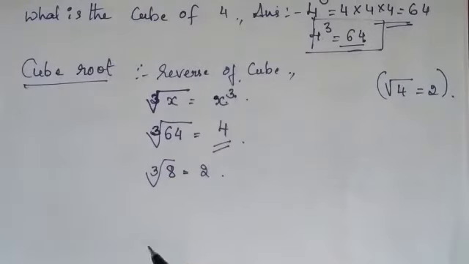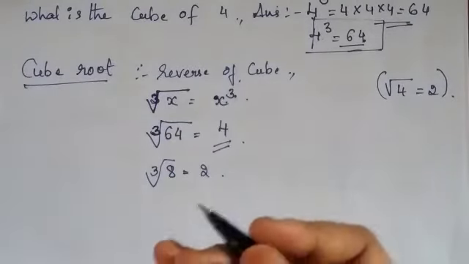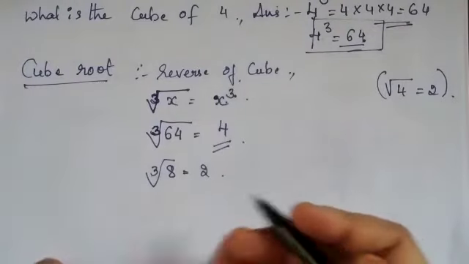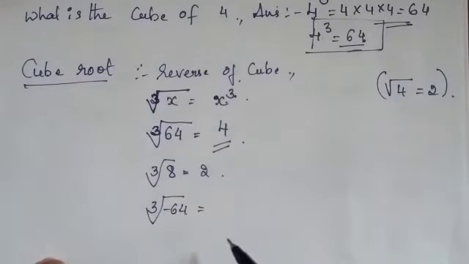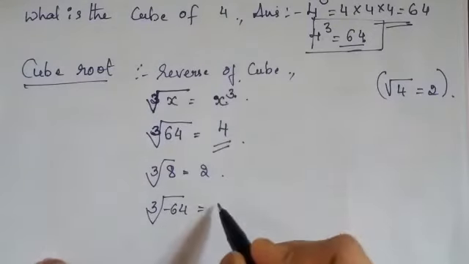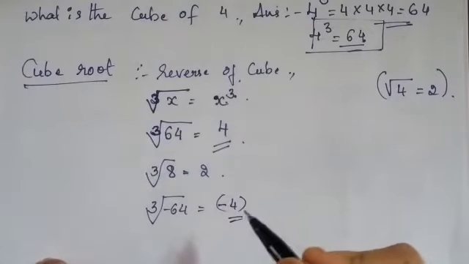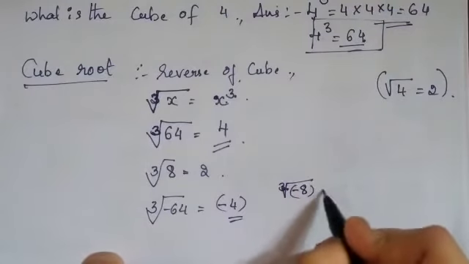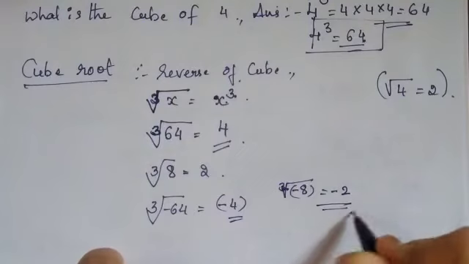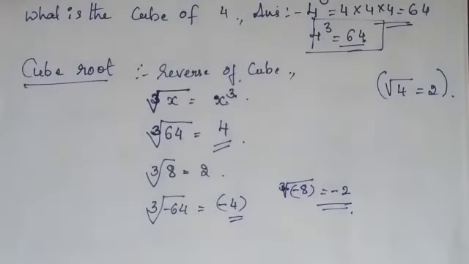And another thing you have to remember is that cube root of any negative number is also a negative number. For example, if cube root of minus 64 is given, then cube root of a negative number is also negative. For example, cube root of minus 8 is given, then you get the answer as minus 2. Okay, I hope everyone is clear with how we are going to find the cube of a number and how we are going to find the reverse of cube, that is nothing but how we are going to find the cube root of a number.